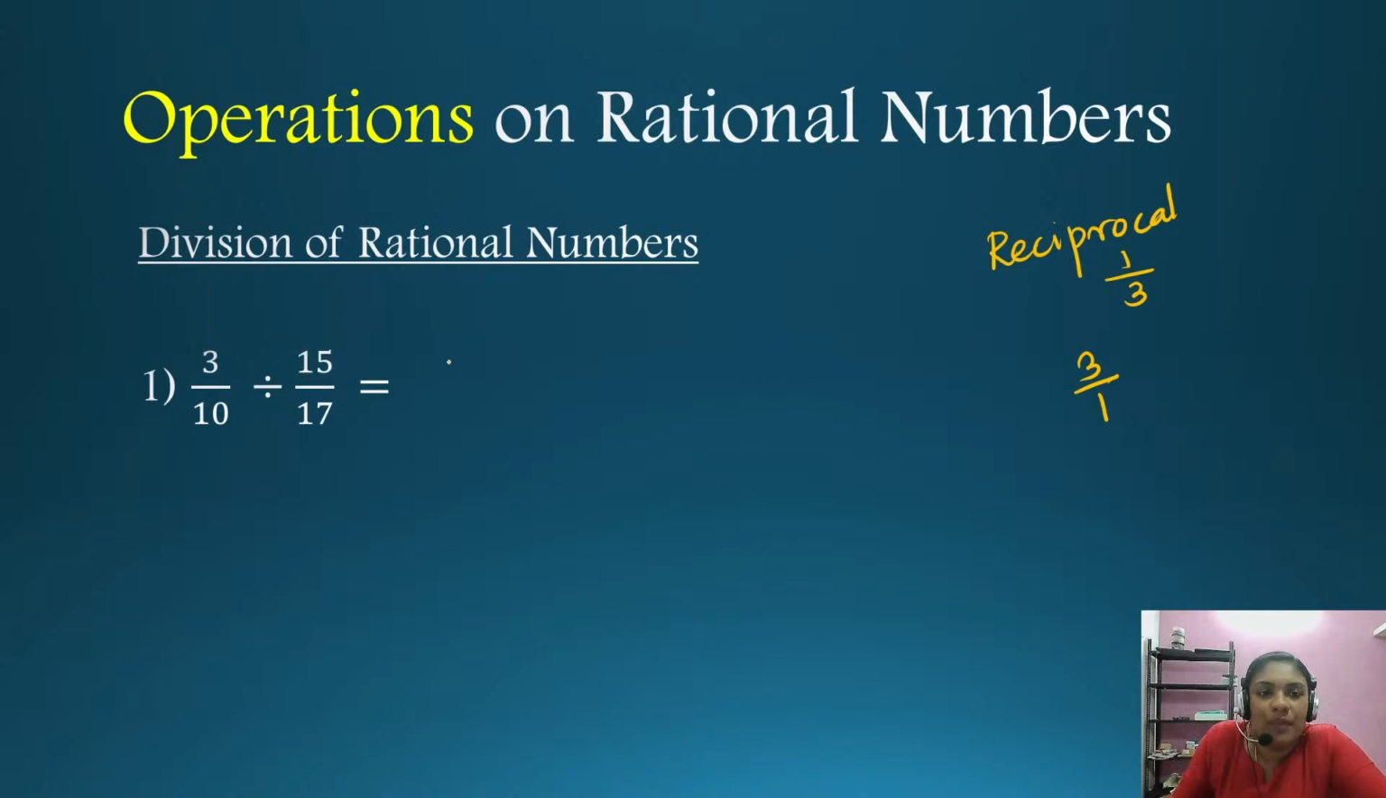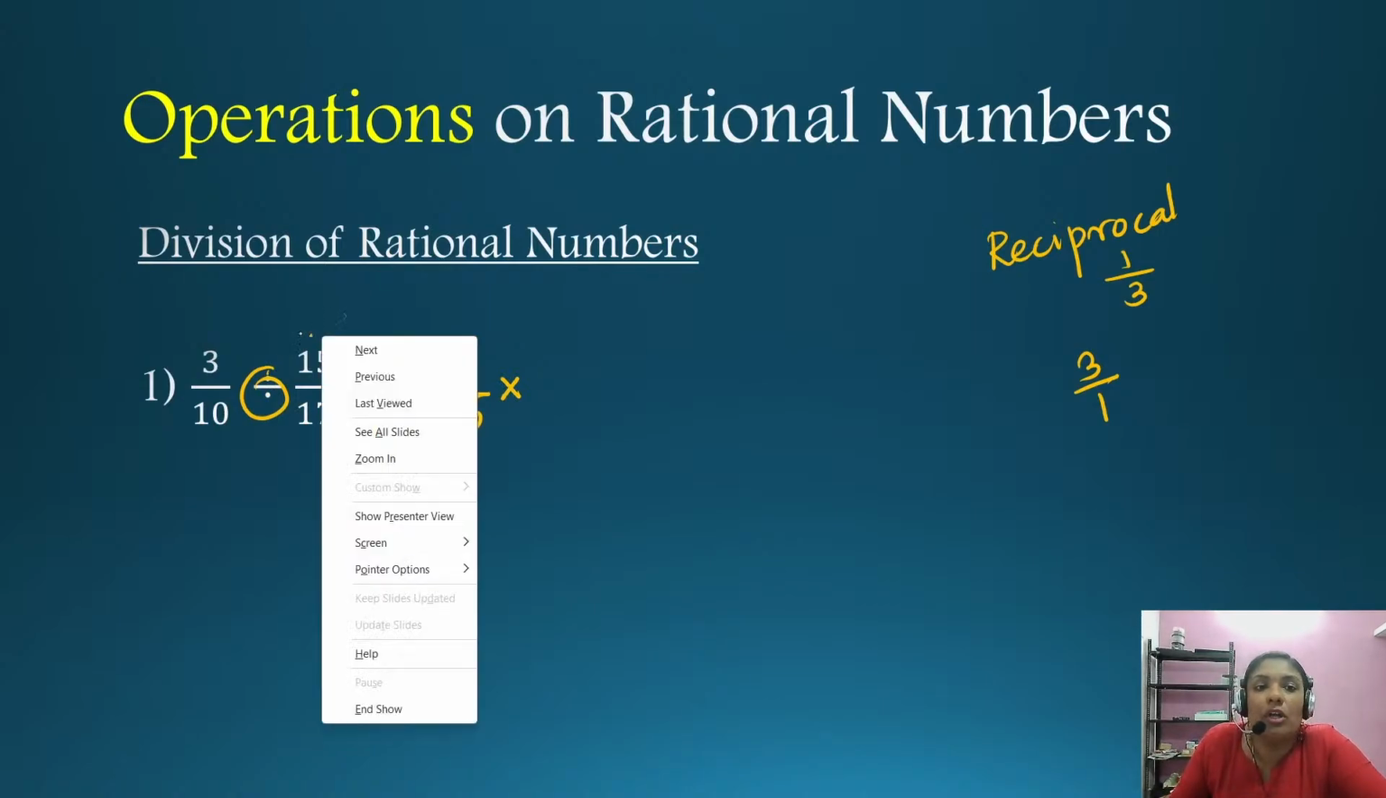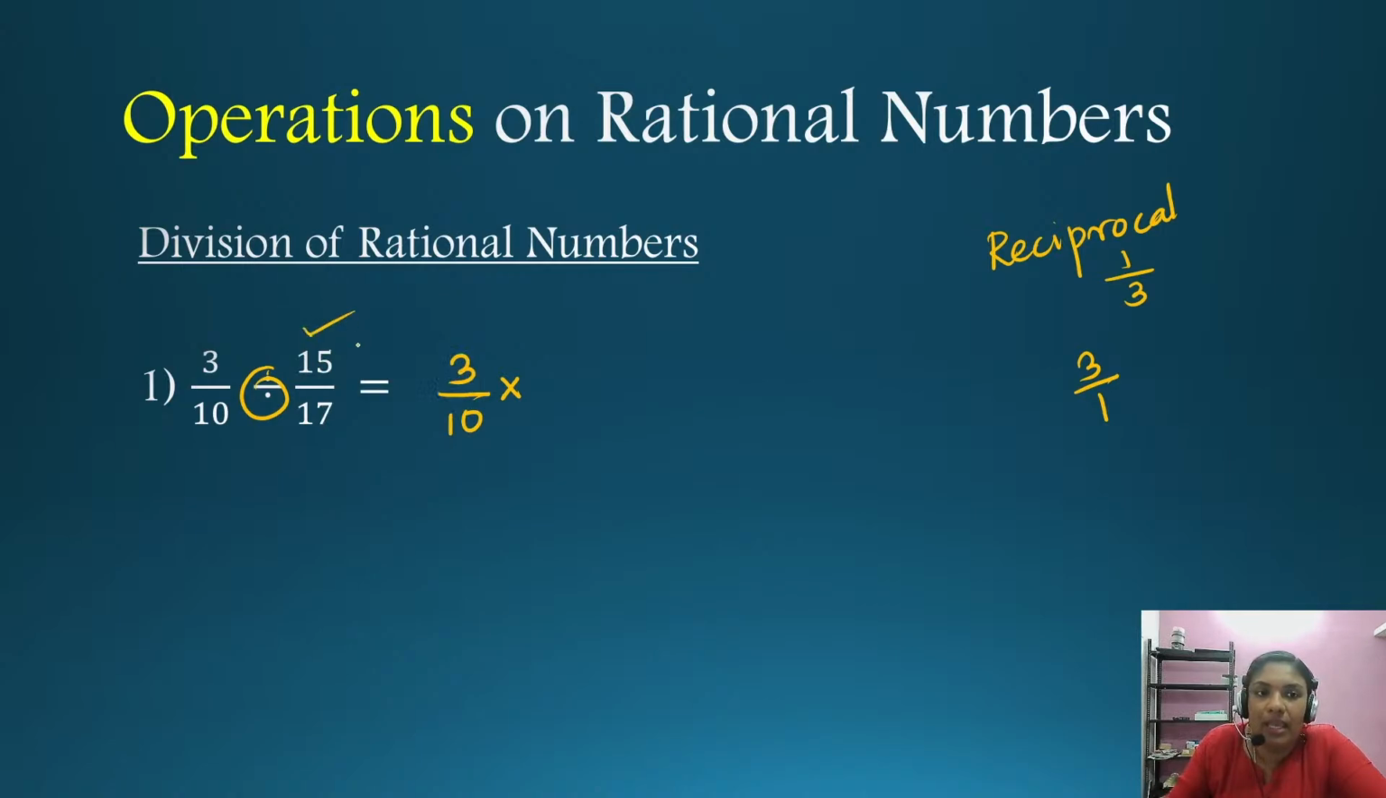Okay, now 3 by 10. Now we have to convert this division symbol into a product sign, that is, a multiplication symbol. If you want to convert this division into multiplication, then you have to take the reciprocal of our divisor. What is our divisor? 15 by 17. So you have to take the reciprocal. So you will get 17 by 15.